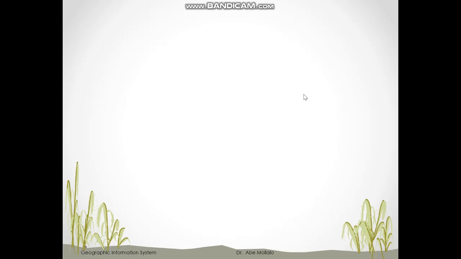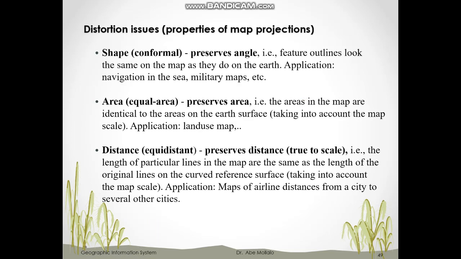Okay. The other map projection is the equal area projection. As its name says, it preserves area of geographic features, but meanwhile will sacrifice their shape and also distance. So the areas in this map projection are identical to areas on the Earth's surface. An application of equal area map projection is in the cadastre or land use map. The area of the building or agricultural land or residential lands must be preserved after projection.